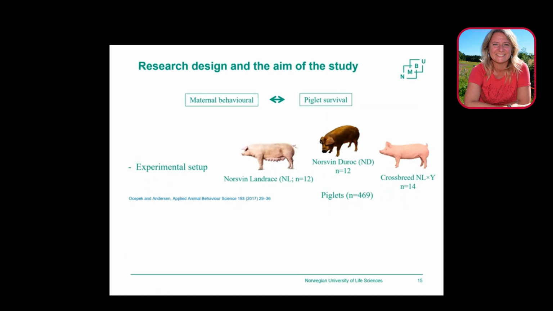But then we also went out in commercial farms in Norway, and we trained farmers through a scheme. We trained farmers to make these scores themselves when they were in the farm, providing them with feed and cleaning pens and these things. They were asked to do these scores when the sows enter the lying position after they have been fed.